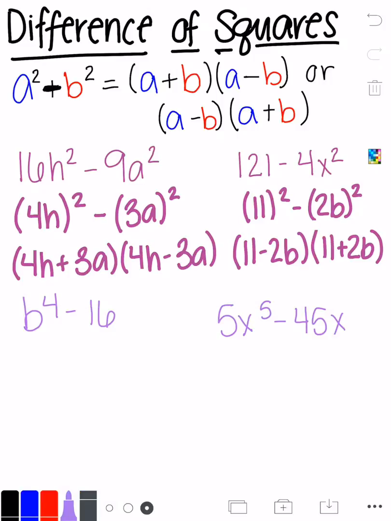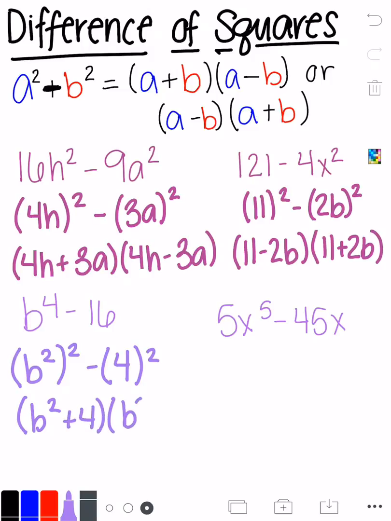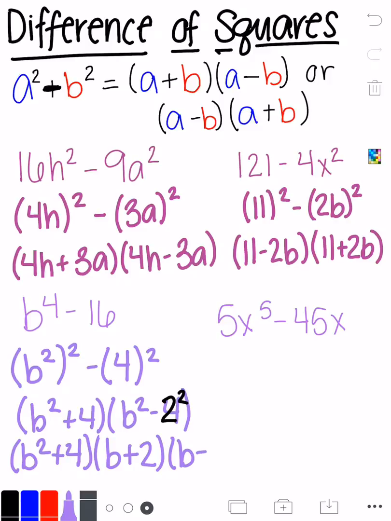These bottom ones over here, we have b to the fourth minus 16. So that's b squared, right, minus 4 squared. So now we have b squared plus 4 and b squared minus 4. Now we can take 4 and change that to 2 squared. So now let's write it as b squared plus 4 and b plus 2, b minus 2.